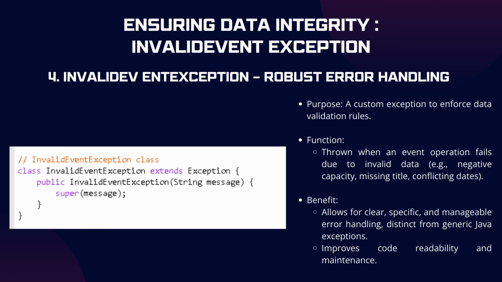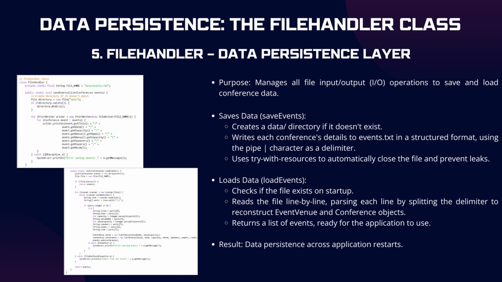Next, this is a really important part, the file handler class. This class is responsible for data persistence, meaning it saves our conference information so it's not lost when the program closes. It has 2 key methods. The first is save events.